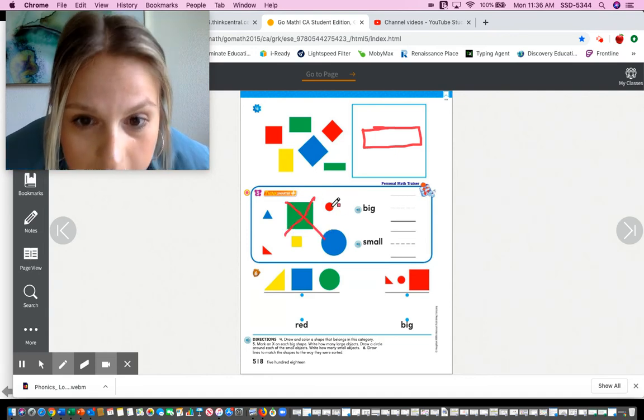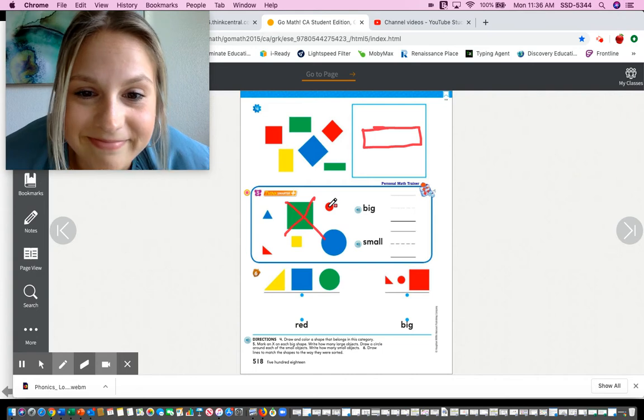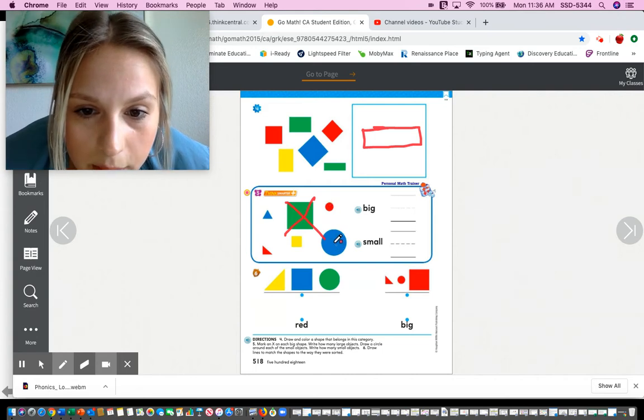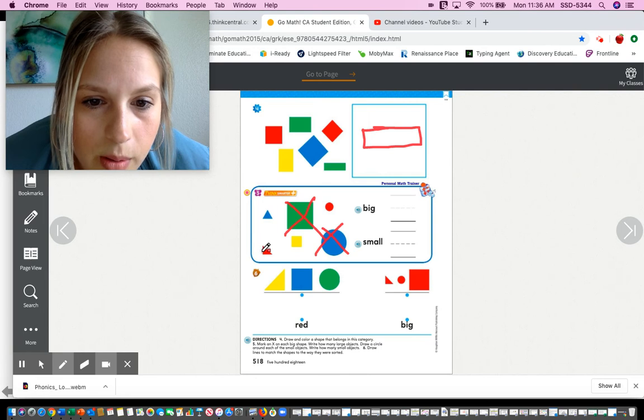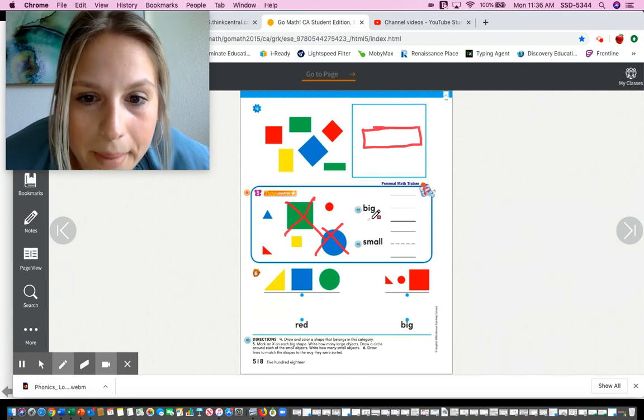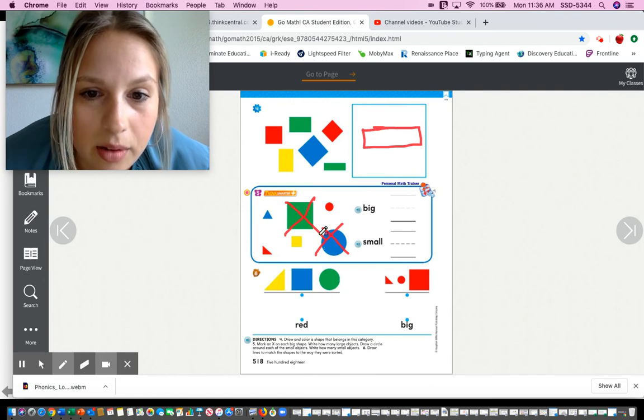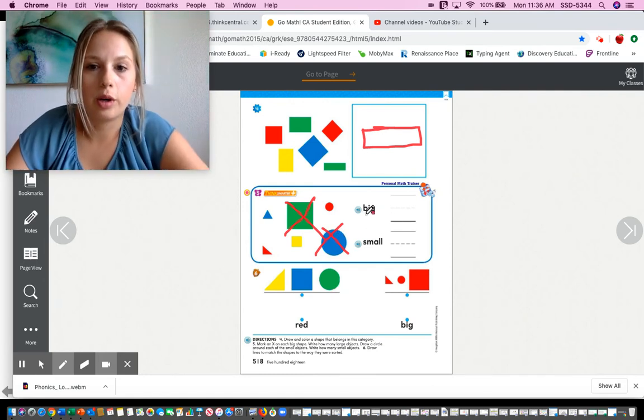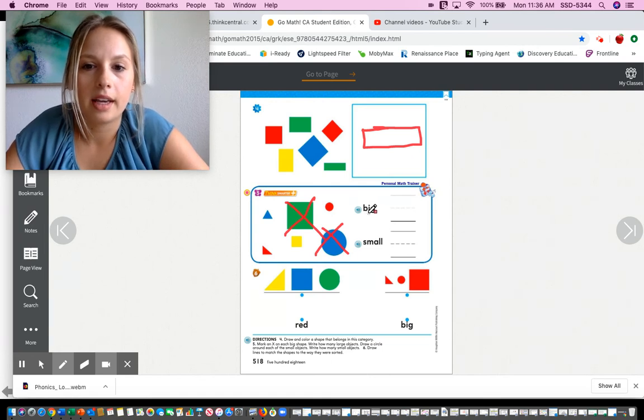What about this circle? That's small. What about the circle? Oh, that's big. What about the square? Small. What about the triangle? Small. So how many big shapes did we find? Let's count. 1, 2. And now next to this word, big, B-I-G, big. Let's write the number 2.